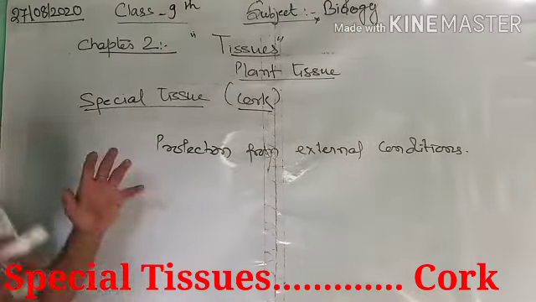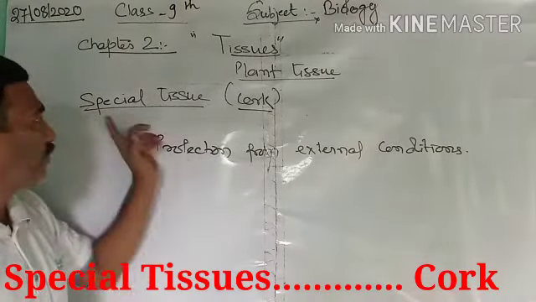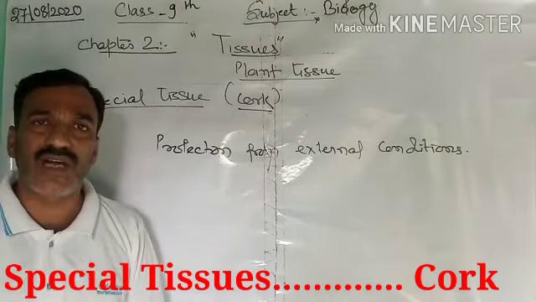Got it? So today we have finished our plant tissue, and in the next class we will start with the animal tissue.